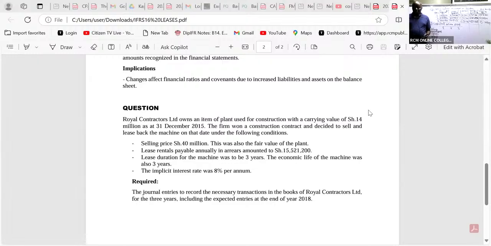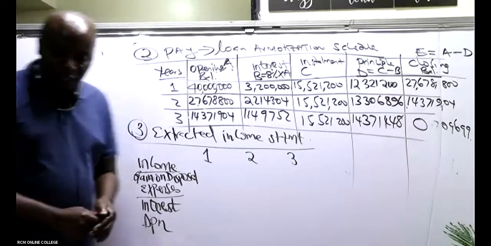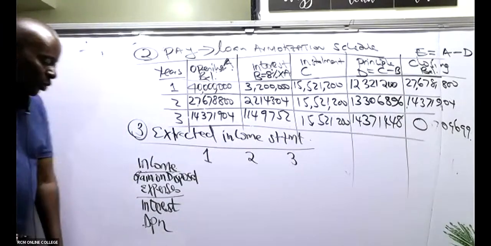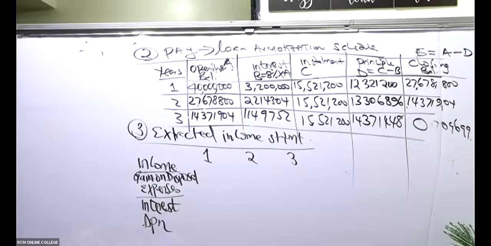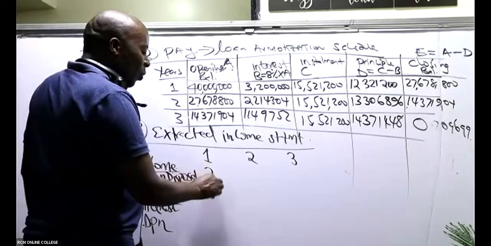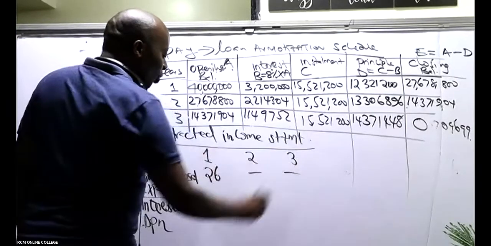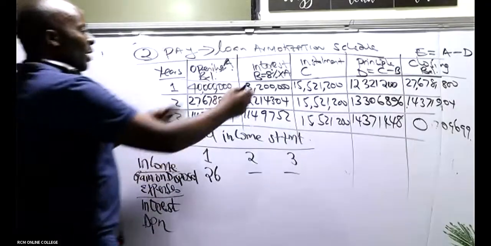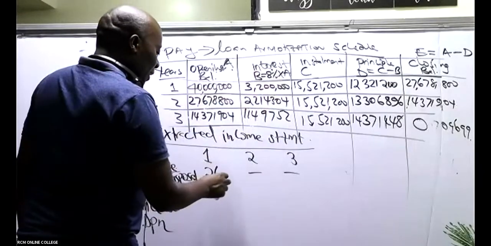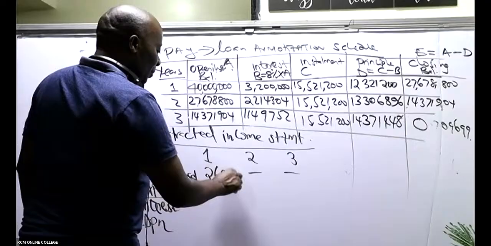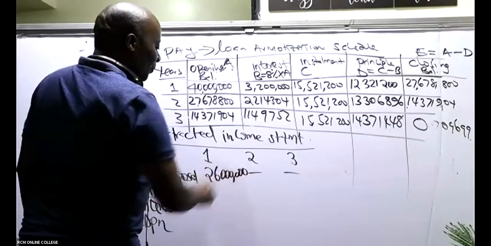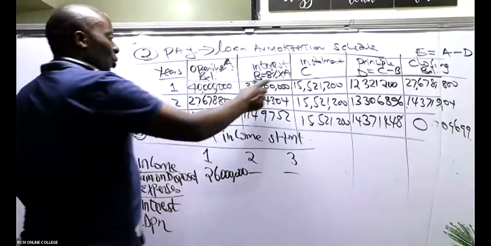So then 40 minus 14, that will give us how much? Somebody please give me that figure. That will give me a disposal income of how much? 26. Remember, that will be booked on year one. Interest, we have our interest here. The first year, so this then has to be 26 million, just to be consistent. Then interest is what we have here.